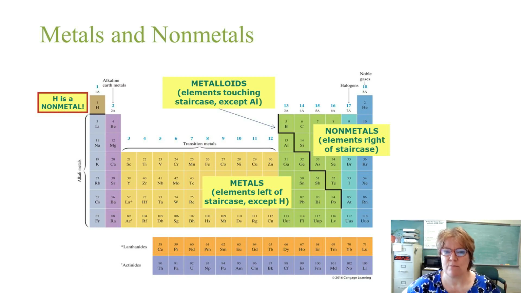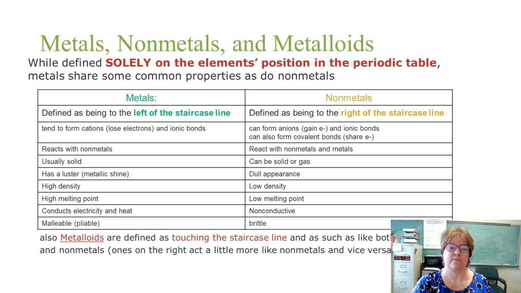However, one thing that breaks the rule is hydrogen. Hydrogen is a nonmetal, even though it appears to the left of the staircase. But no, it's really not. It's above where the staircase starts, so this one is a nonmetal. That's just something you have to memorize. This is going to become very important soon. So it's important to know which ones are the metals and the nonmetals, and that the staircase divides them.